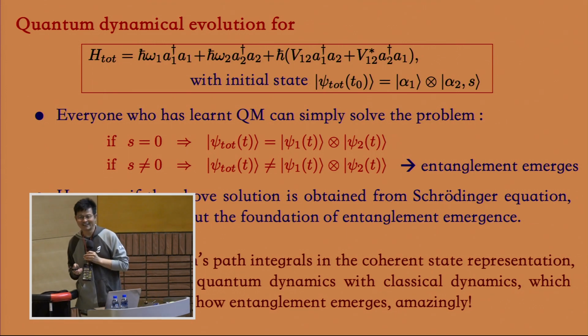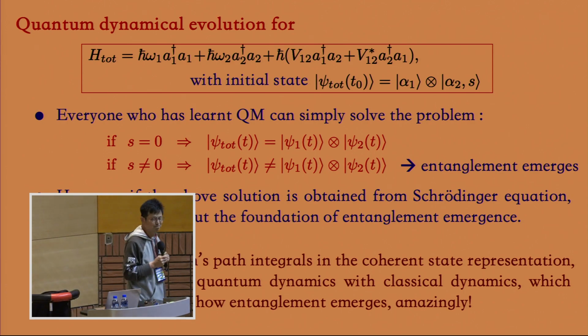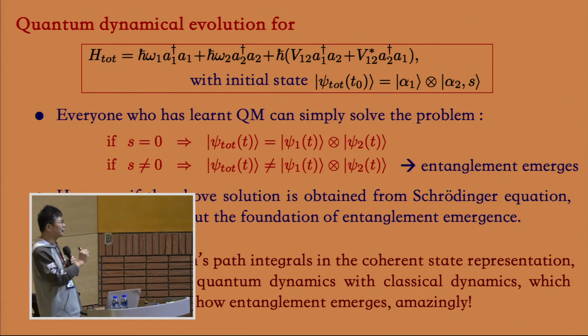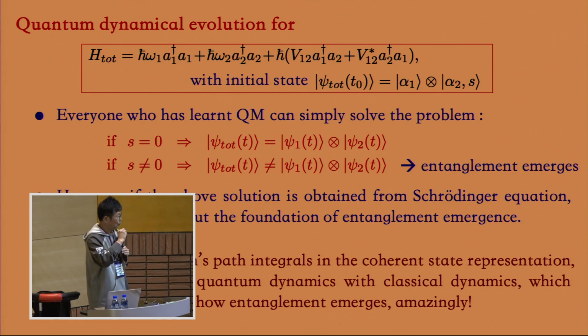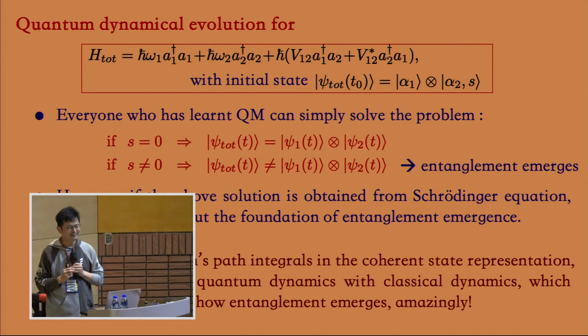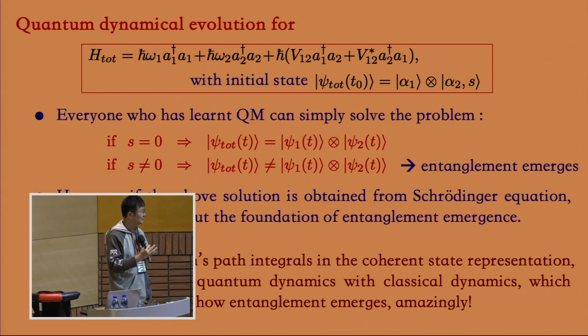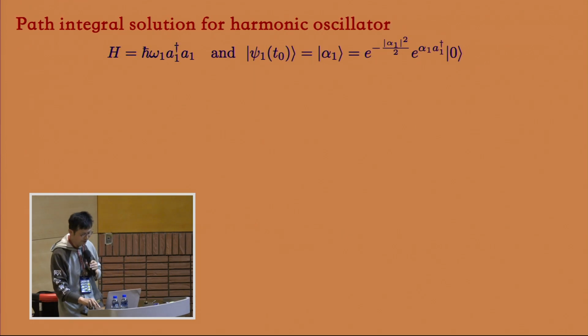We found that if you use Feynman's path integral in the coherent state representation, you can precisely trace the motion of each mode. In terms of classical dynamics, the path integral is the direct connection between quantum and classical dynamics. And then you will find that the real physical picture of entanglement emergence will appear. Very amazing. Okay, so let's see.